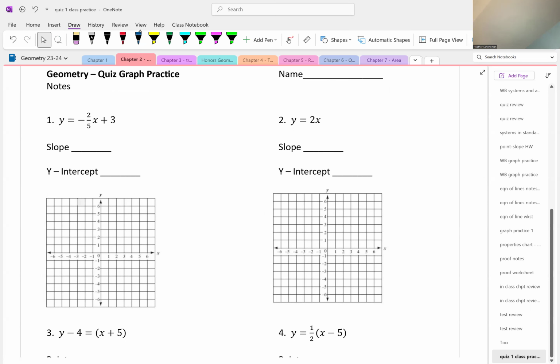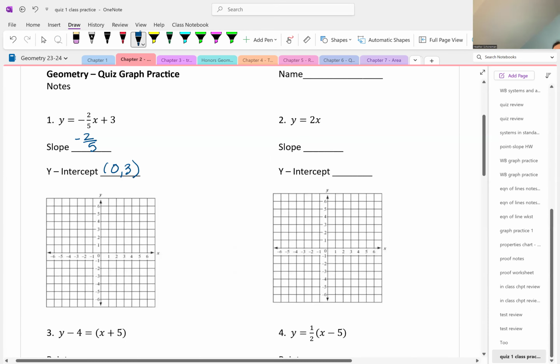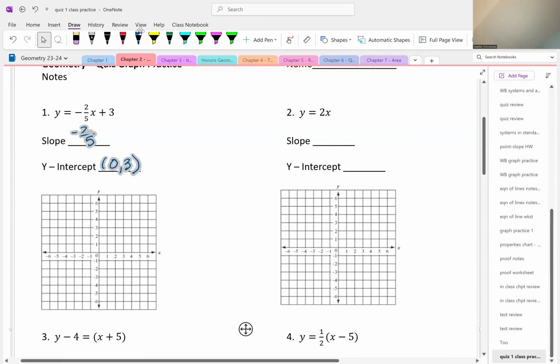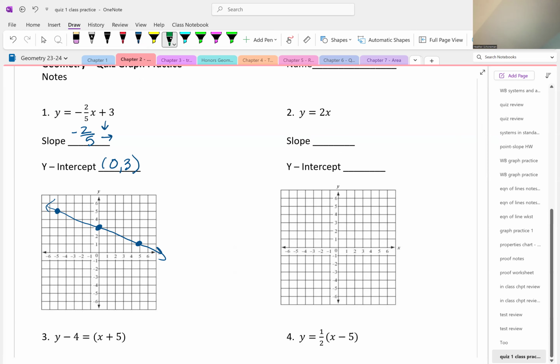Okay, so on the first one, our slope is -2/5 and our y-intercept is (0, 3). Remember, we need to write them as an ordered pair, and you won't get full credit if you don't. So to start, we're going to plot the point (0, 3), and then we're going to use our slope where we go down and to the right and plot more points. And the opposite of going down to the right is up and to the left. And then we can connect our dots, and you can see that they line up and the line goes down from left to right. So we have a negative slope, which is perfect.